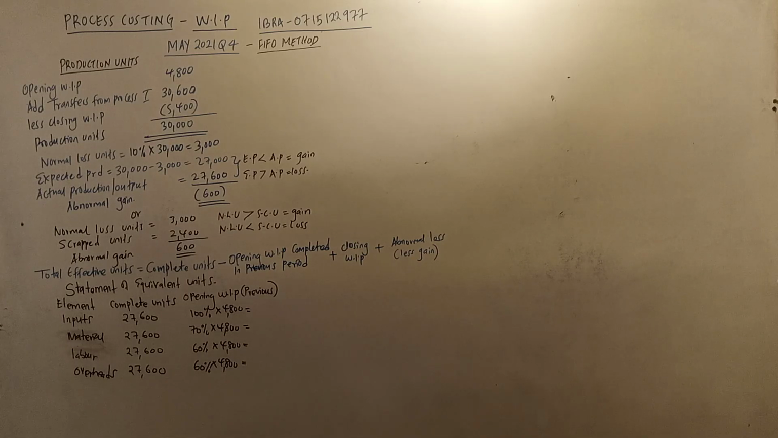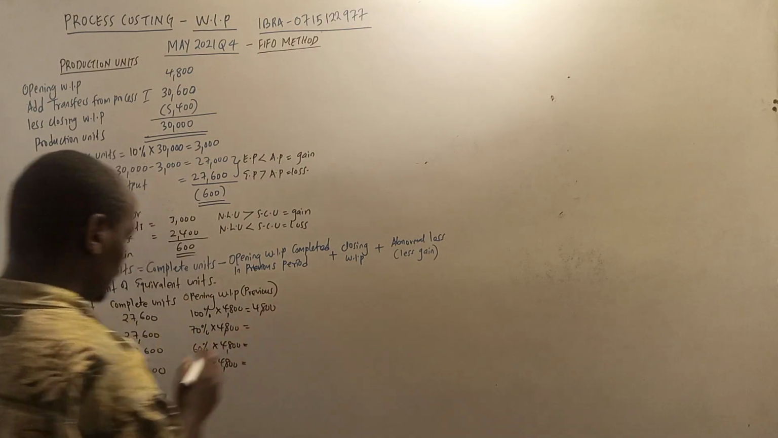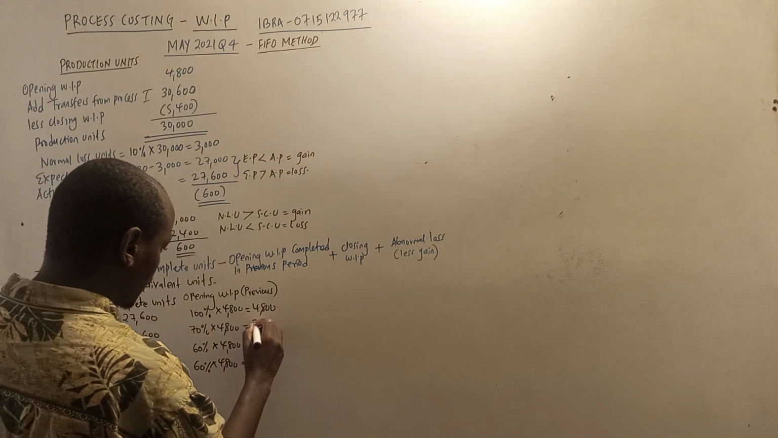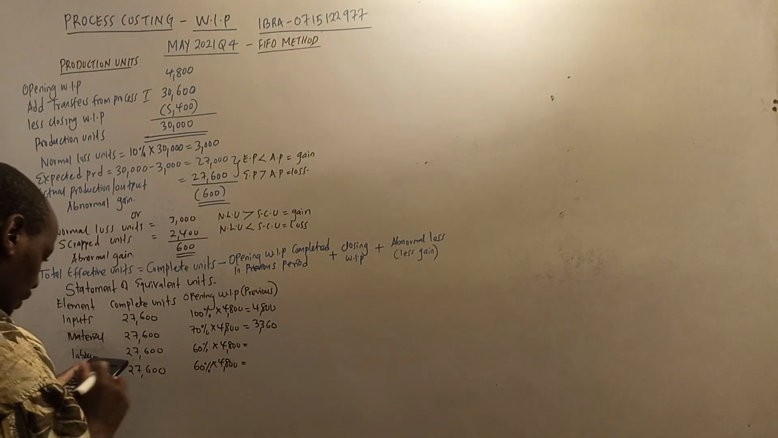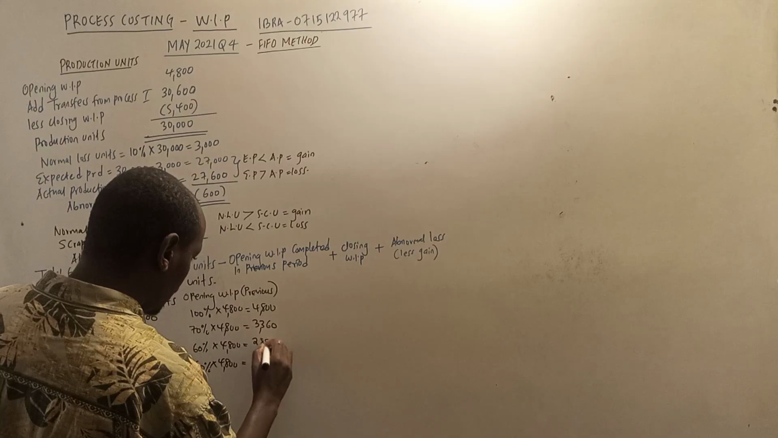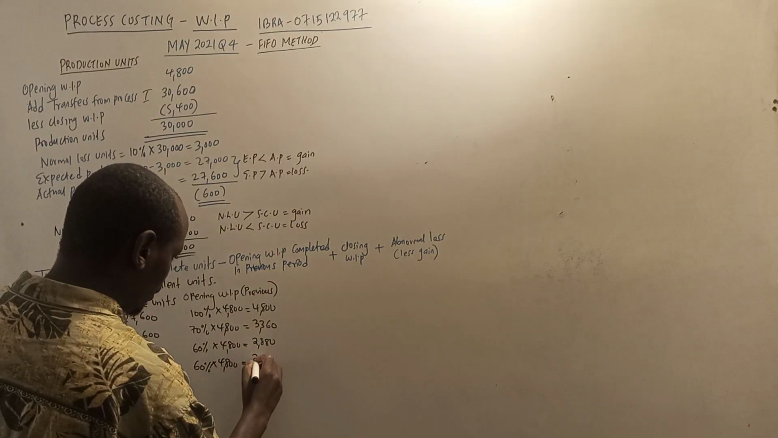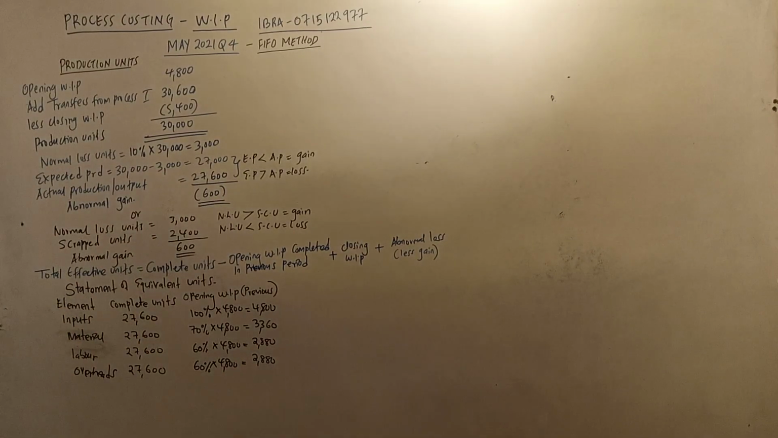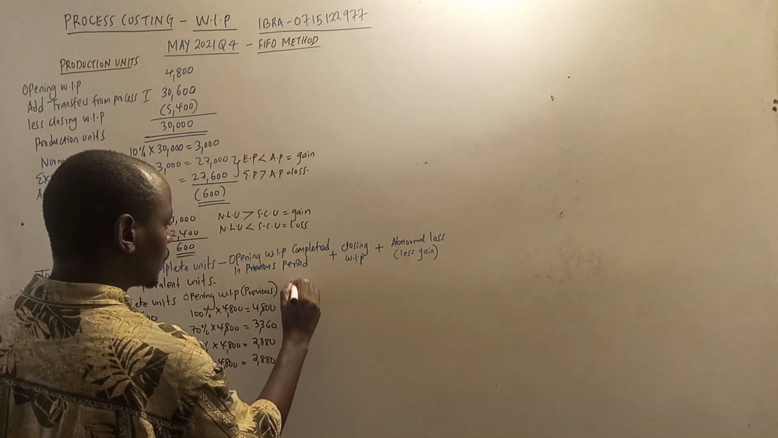So let us see. This one will be 4800. So 0.7 times 4800 is 3360 units. Then 60% is 2880. Also this one is 2880.